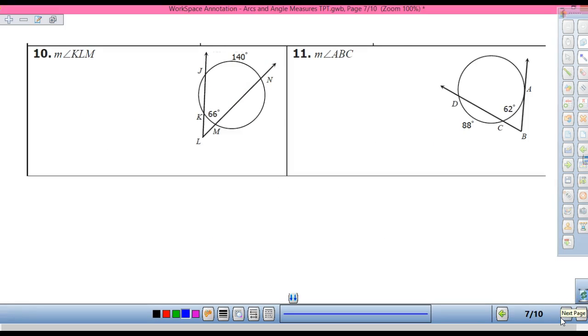All right, so they want KLM, which is this angle right here, right? So it's 1/2. What's my big arc? 140 minus little arc? 6 to 6. Mm-hmm. 37 degrees.